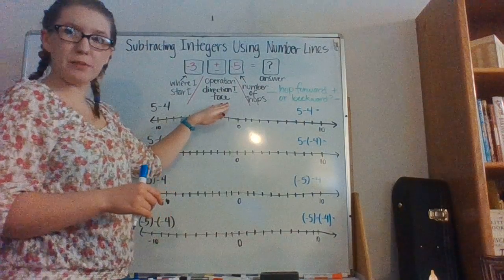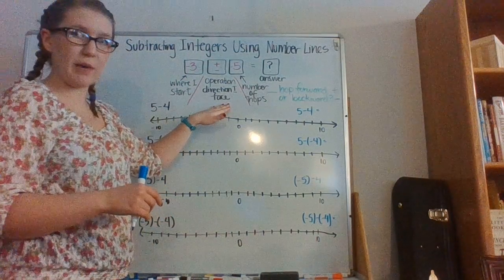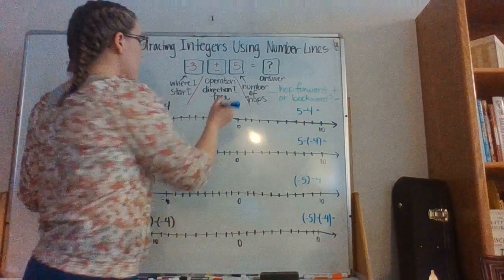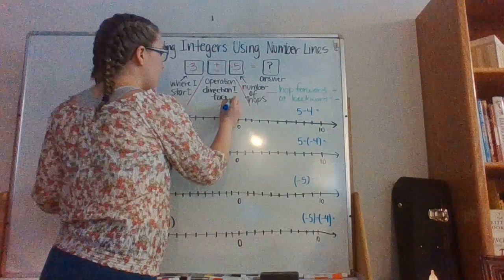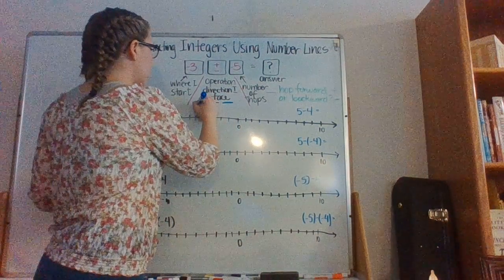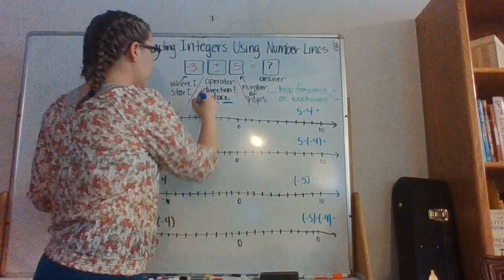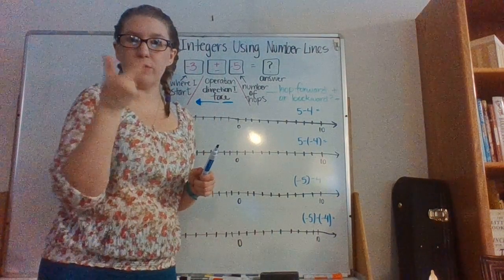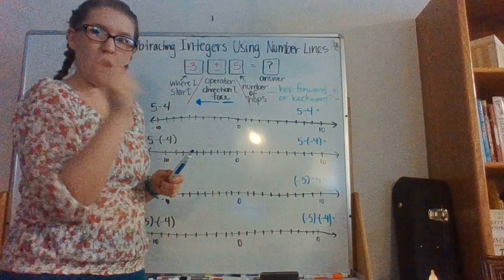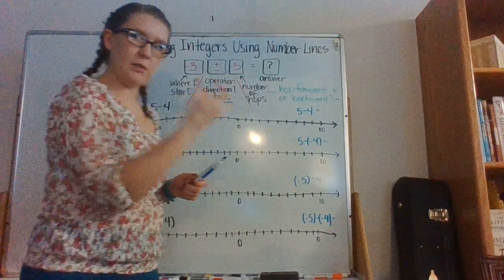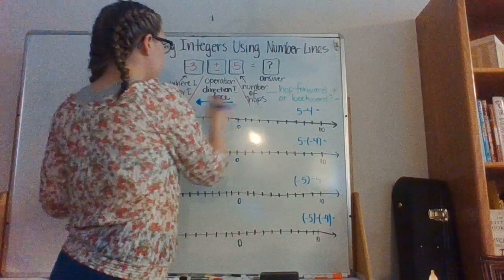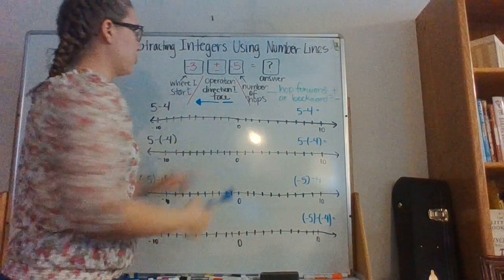The next number tells me what direction I face based on the operation. So because these are all subtracting problems, then that subtraction sign tells me that I'm going to be facing the subtraction, the negative direction. If you remember our little frogs, the frogs flipped based off of which sign I was using. If it was a plus sign, then the frogs faced this way. If it was a negative sign, the frogs faced this way. So a negative sign means I'm going to be facing this direction.